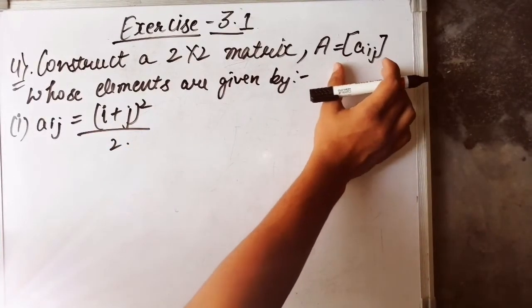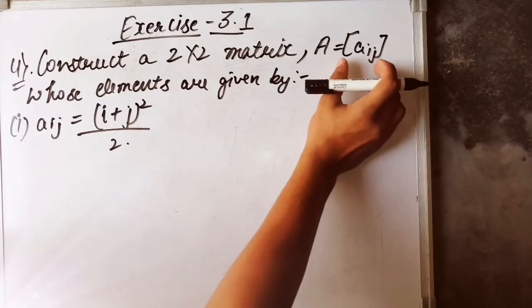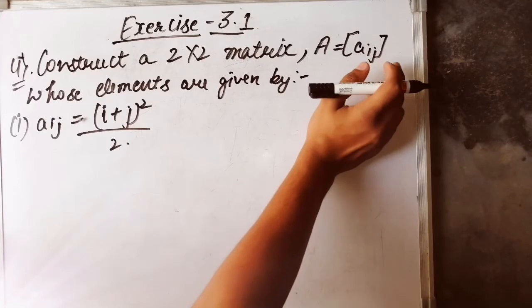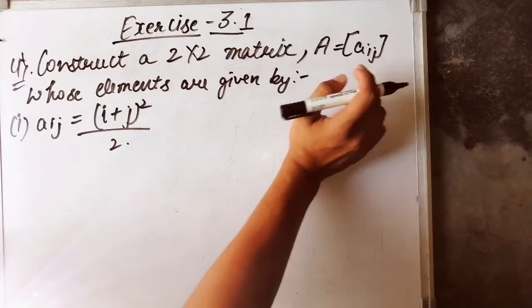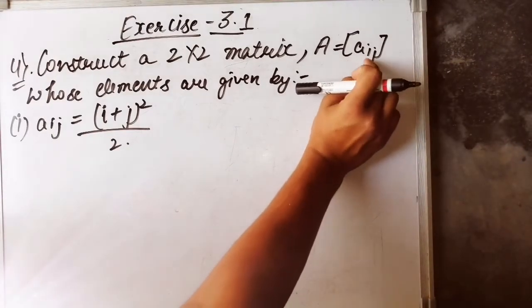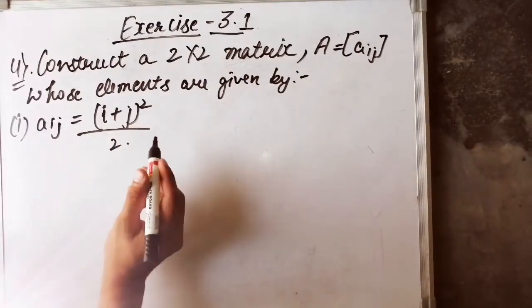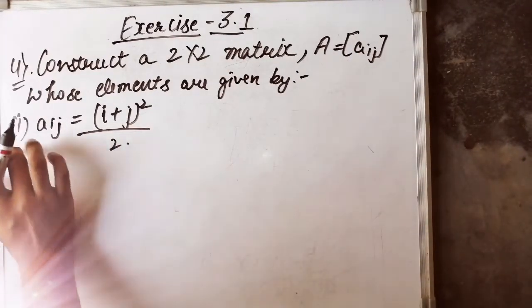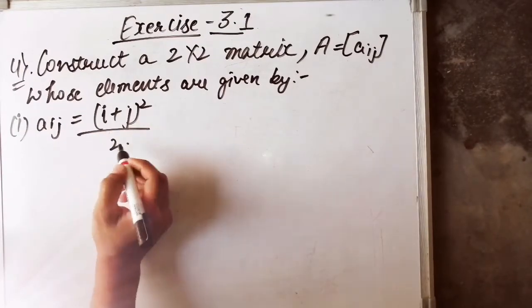Some of you will be thinking, what is this Aij here? Aij represents the general form of a matrix, where i represents the number of rows and j represents the number of columns, or you can also say the ith row and jth column. So let's have a look at the very first part of this question, which states that Aij equals (i plus j) whole square divided by 2.